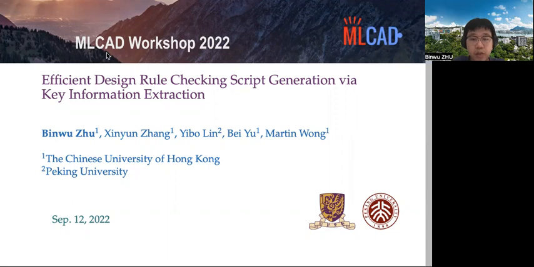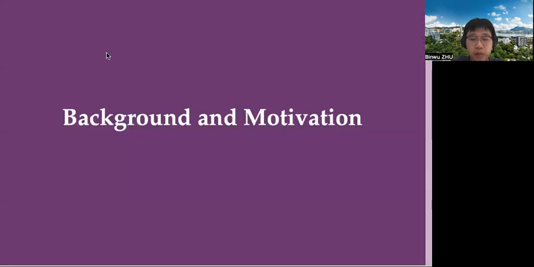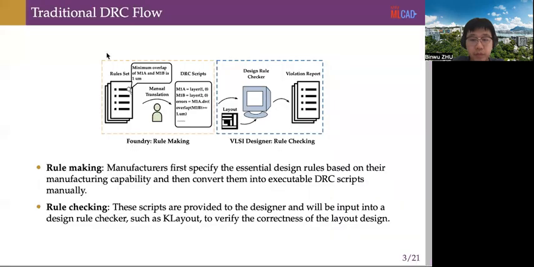The title is Efficient Design Checking Script Generation via Key Information Extraction. First, let me give a brief introduction about the background and motivation of my work. As we know, design rule checking is an important step in EDA flow. It checks whether the layout conforms to a set of design rules.